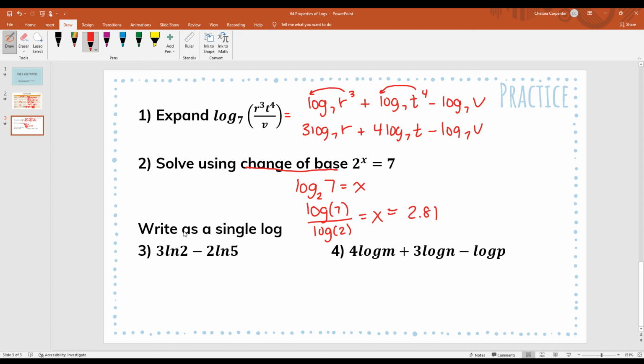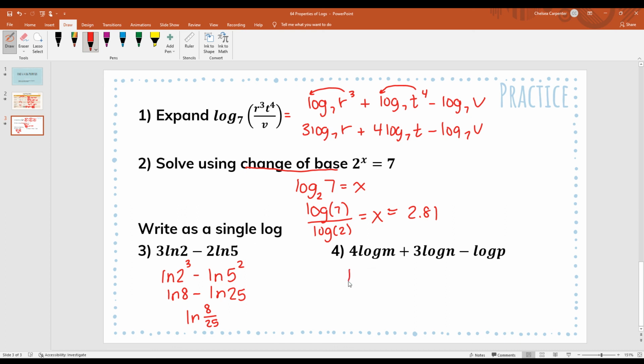Last, we've got a couple of condensed problems, right, as a single log. So 3 times the natural log of 2 can be written as natural log of 2 to the third power minus natural log of 5 to the second power. Okay. So that's actually the natural log of 8 minus the natural log of 25. And condense that, the quotient property, natural log of 8/25.